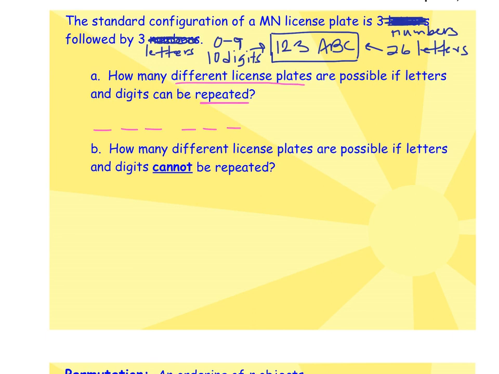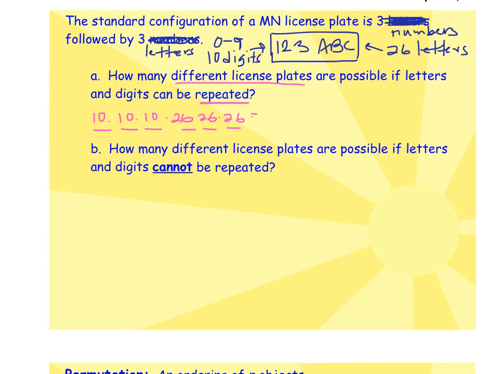Now, if you can repeat them, that means you have 10 choices for each number that you want to have on your license plate. They could be different, they could be the same, it won't matter. For letters, you could have 26 choices for each location. And then this is like the fundamental counting principle. If you want 1 at each location, we're going to multiply all those together. 10 times 10 times 10 times 26 times 26 times 26.